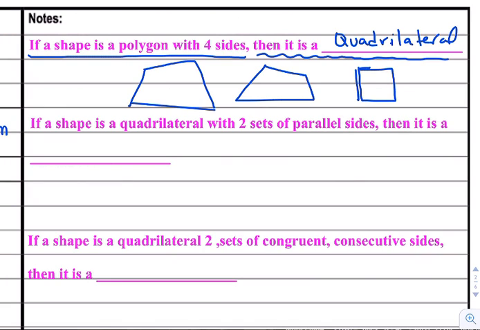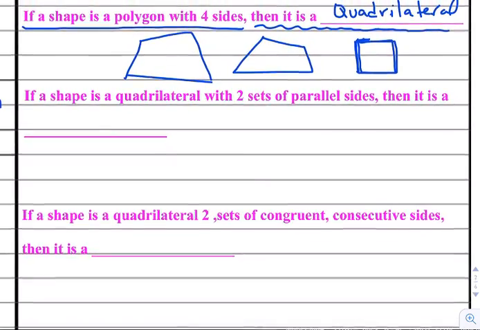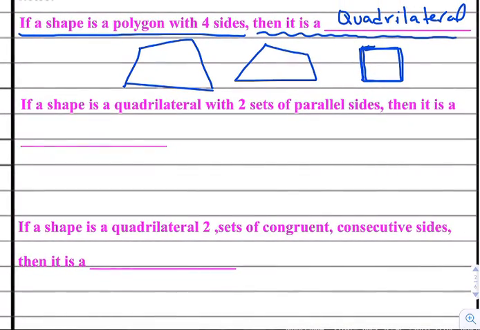So even something like this that I'm trying to, and failing to, draw as a square here would be a quadrilateral as well. As long as it has four sides and is a polygon, then it's going to be a quadrilateral. If we start to add specificity, we start to be able to target more shapes. And so if a shape is a quadrilateral with two sets of parallel sides, and again, the key here is two sets of parallel sides, then it is, in this case, a parallelogram.